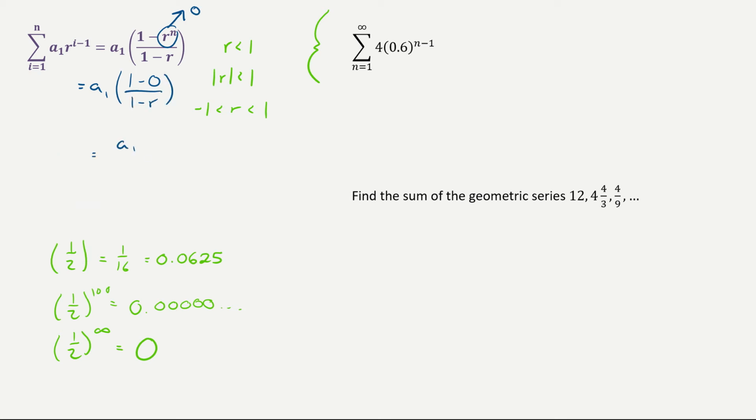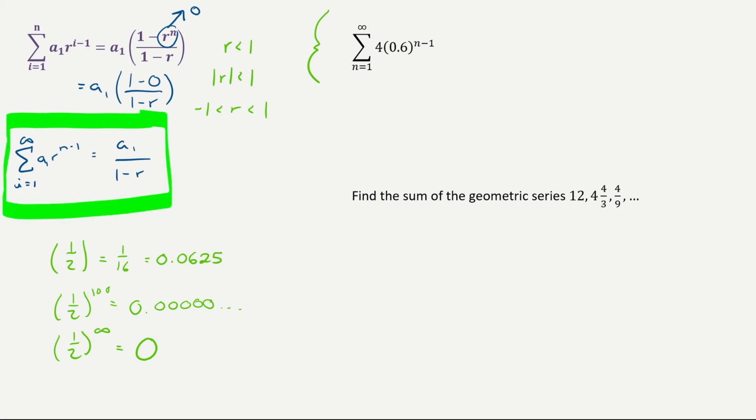Well, a sub 1 times 1 is a sub 1, over 1 minus r. So we can say that the sum from 1 to infinity of a geometric sequence is just a sub 1 divided by 1 minus r. And that's the formula we can use if we're adding up an infinite number of terms. Just remember, in order for this to apply, the common ratio has to be between -1 and 1.